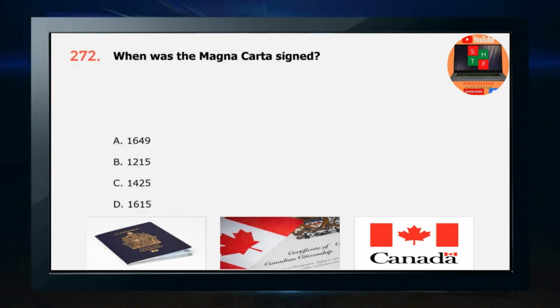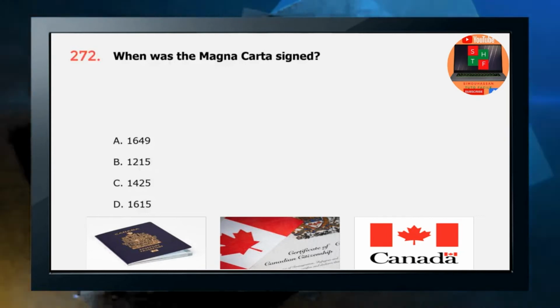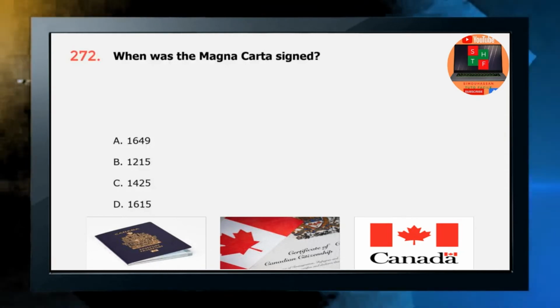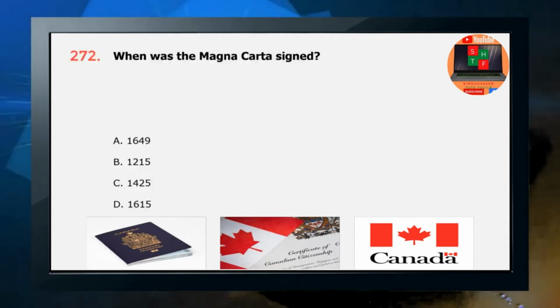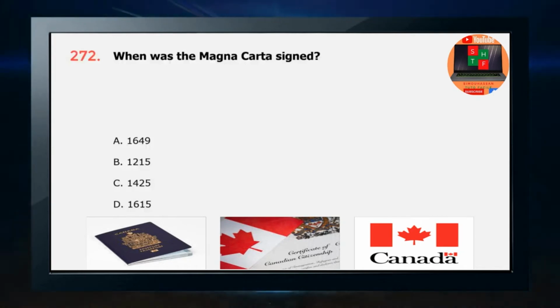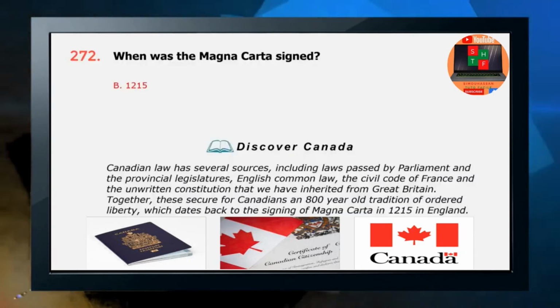Question 272. When was the Magna Carta signed? A. 1649. B. 1215. C. 1425. D. 1615. The answer is B. 1215.